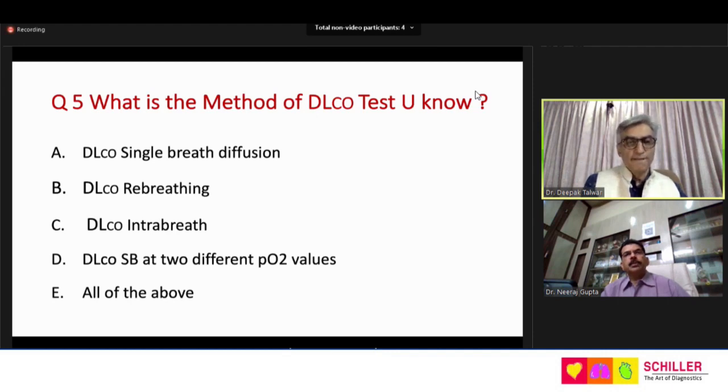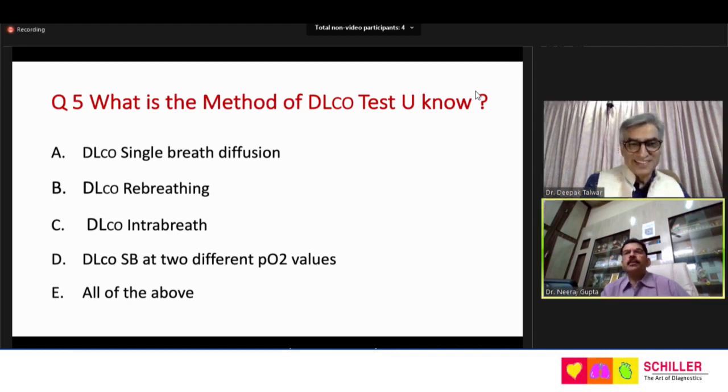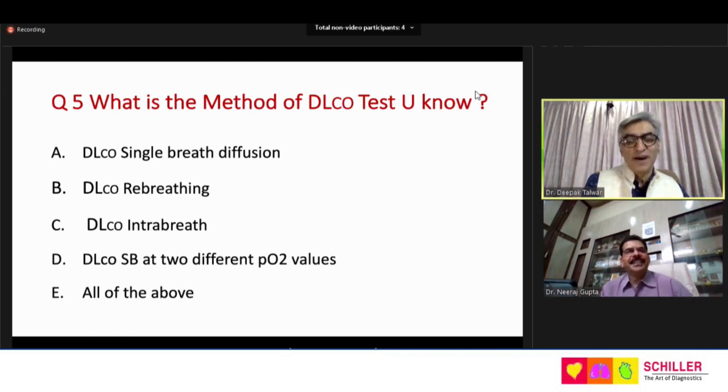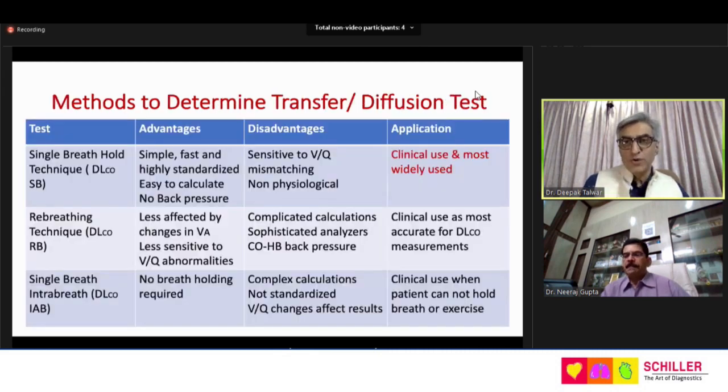So 100% they have polled for option E, all of the above. So very correct. All of them are correct, but most of the times and most of the centers will be doing a single breath test. So just a quick look at what these various types of tests available are, and especially now these days they are available for clinical use, with various companies providing different types of diffusion tests.